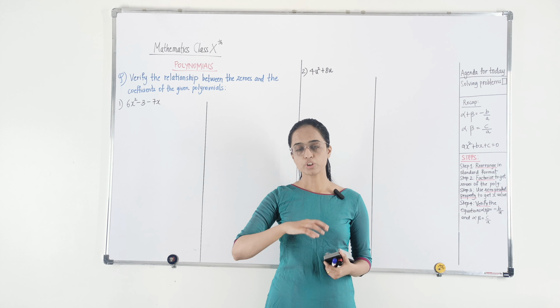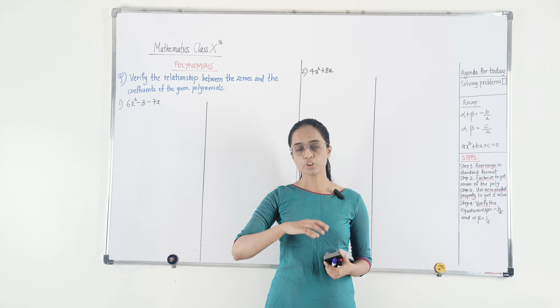So step 1 is to rearrange in the standard form. Step number 2 is to factorize. Step number 3 is to use the zero product property to get the value of x. And finally, in step number 4, you are going to verify the relation. Now, you will verify the relation only if you have the values for x, that is, only if you have the values for the zeros.